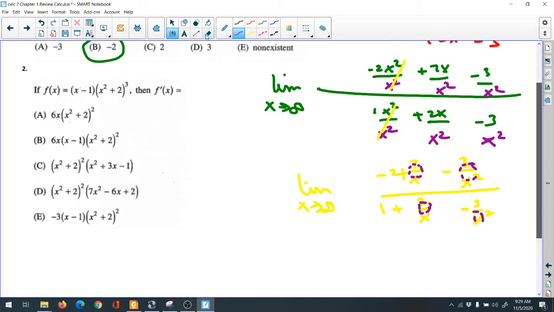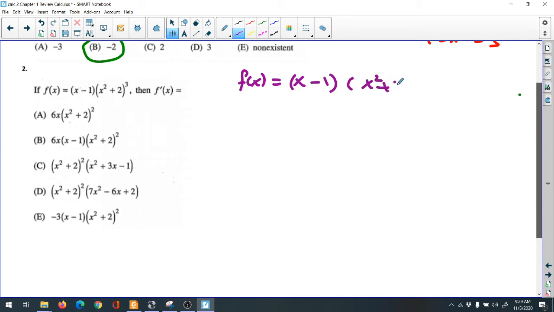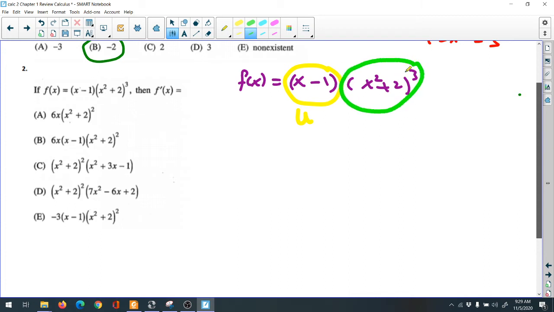Now we have the second question. The second question, which is given the function f of x equals x minus 1 times x squared plus 2 to the third. So we have two quantities. The first quantity, which is u, x minus 1, and the second quantity, which is v. So two quantities multiplied.